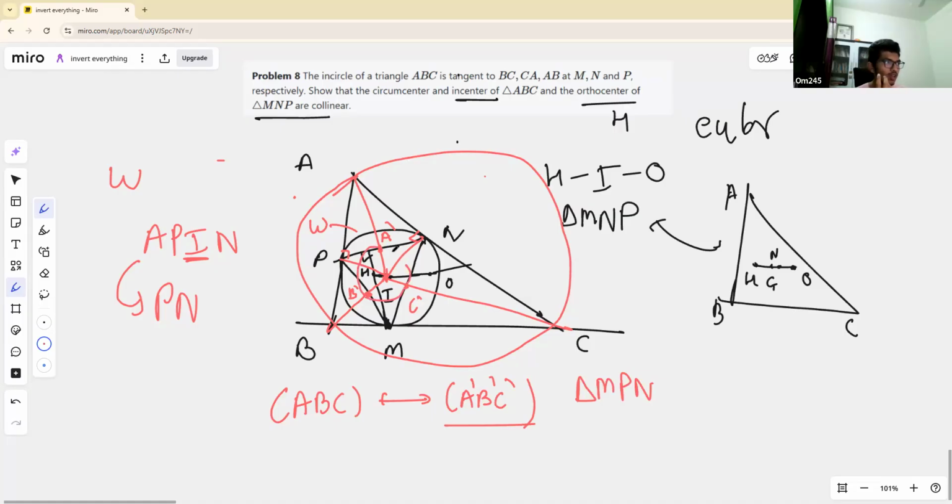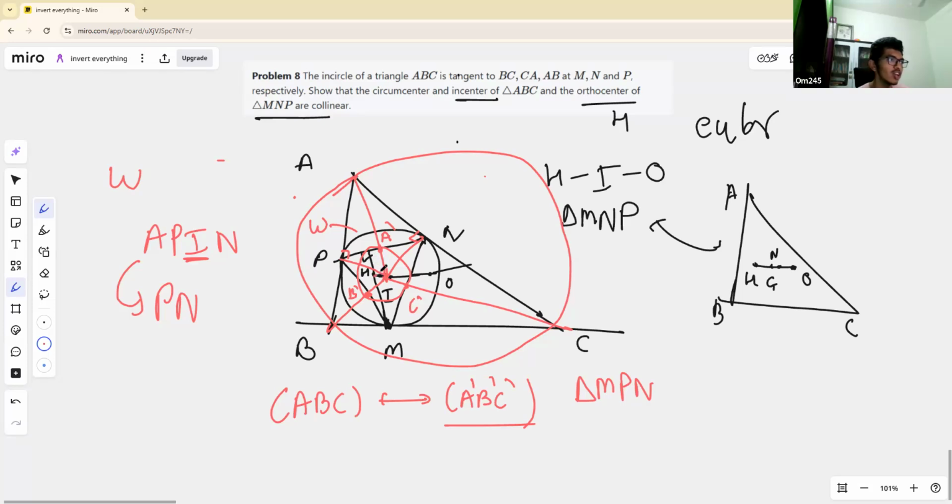And this is a very nice fact to know, because once you start working with hard configurations in geometry, a lot of times you actually do inversion about the incenter. So now we have the 9 point circle.